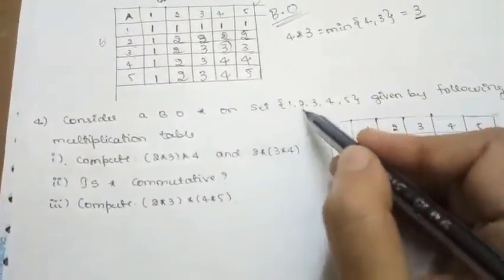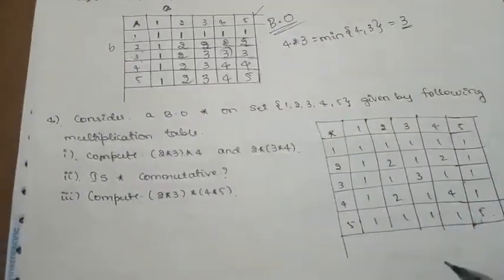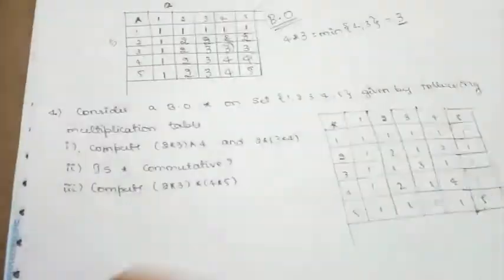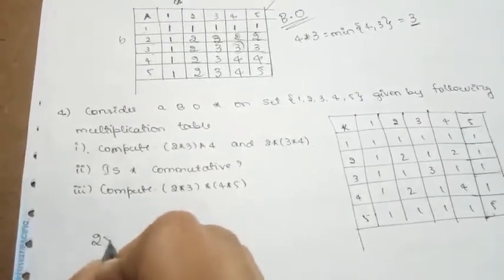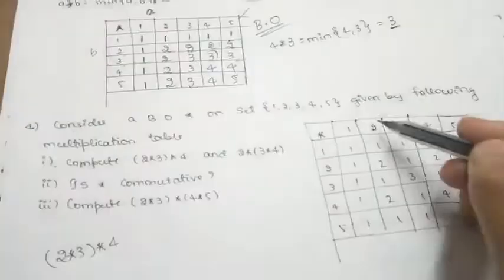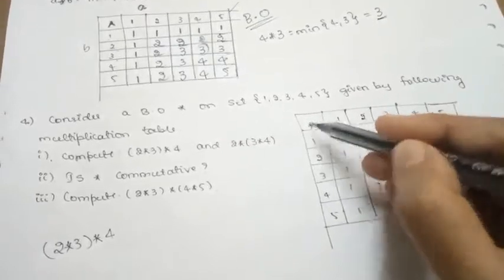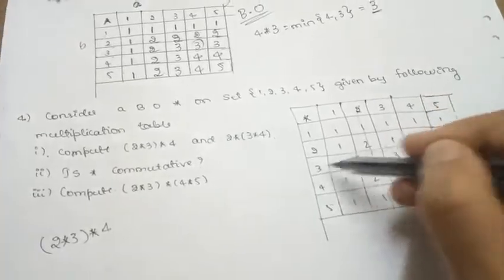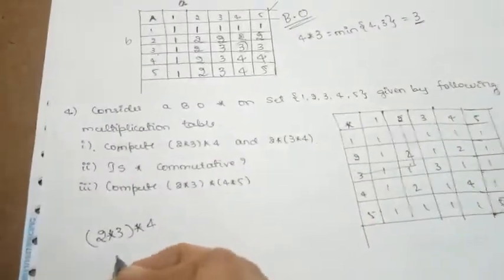So let us move to the next one. We need to consider a binary operation star upon the set 1 2 3 4 5, and they have already given a table. We need to compute 2 star 3 star 4. We are computing it by looking into the binary operation table. First, let us compute 2 star 3. So 2 from here, star 3. 2 star 3 we are going to get 1.